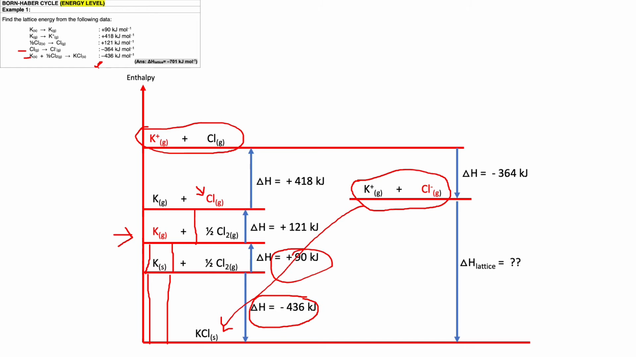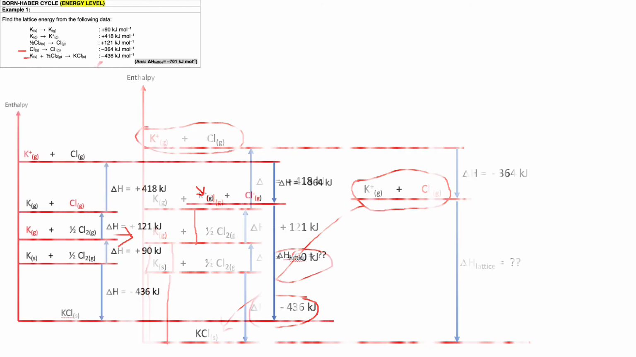So there you go. This is your energy level. You have to do it one by one, level by level, with different gaps of level. And the different gap to each level corresponds to the value of the enthalpy. The bigger the value of the enthalpy, the bigger the gap. Okay, now let's proceed with the solution.